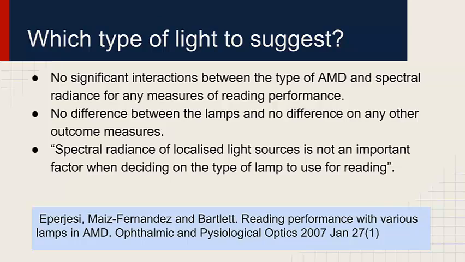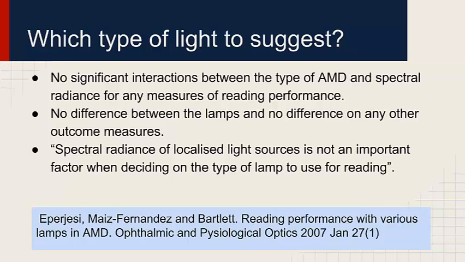The findings indicated that there were no significant interactions between the type of macular degeneration and spectral radiance, meaning what type of light, for any measures of reading performance. There was no difference between the lamps and no difference on any other outcome measures. So the authors concluded that the spectral radiance of localized light sources is not an important factor when deciding on the lamp type to use for reading.